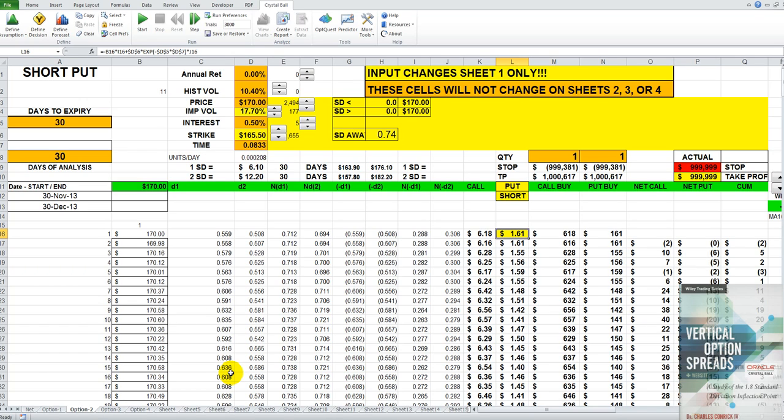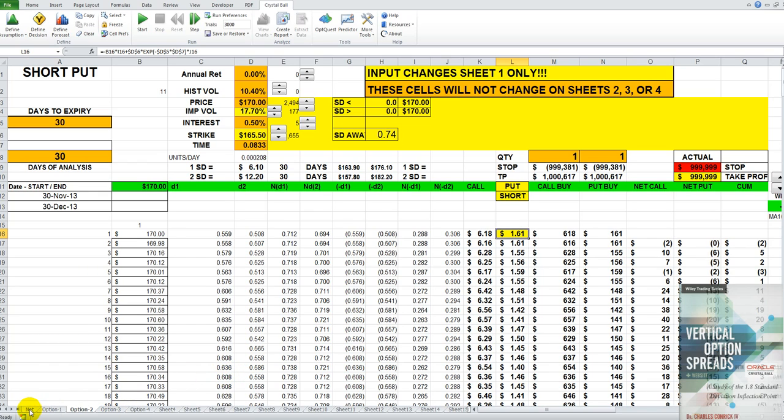Now clearly what I'm doing here is setting up systems where I can use the various tab options 1, 2, 3, and 4, so long put, short put, short call, long call, to invoke various positions insofar as spread trades are concerned.